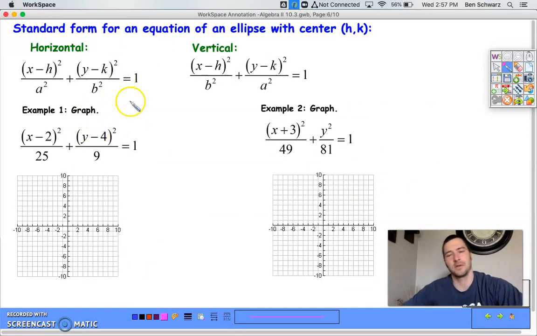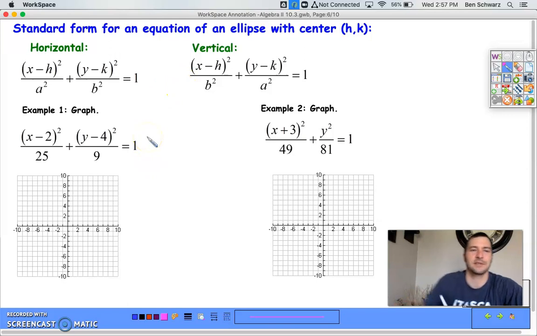Okay, now when your center isn't at 0, 0, the equations are the same except for now we have h and k. They just represent where your center is, just like in a circle. So it says to graph these, so this will be interesting. I'm trying to write on my little pad here. Let's go ahead and try.